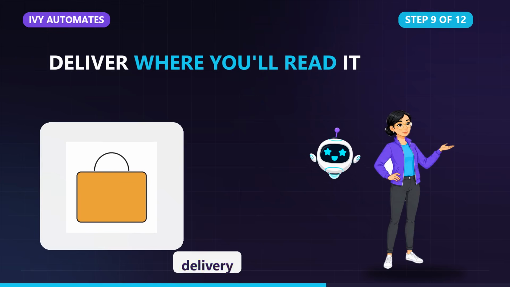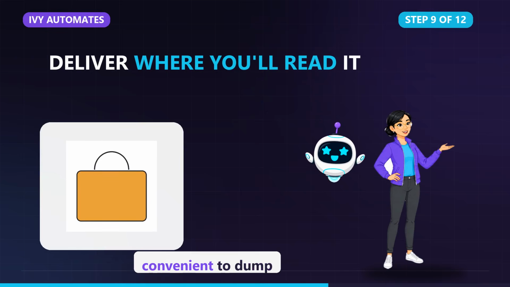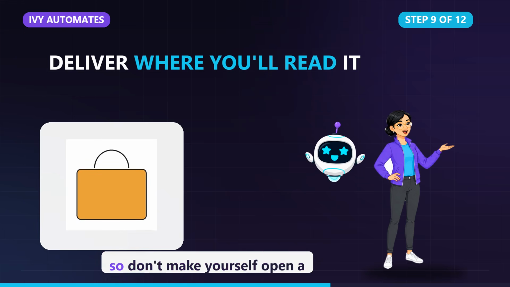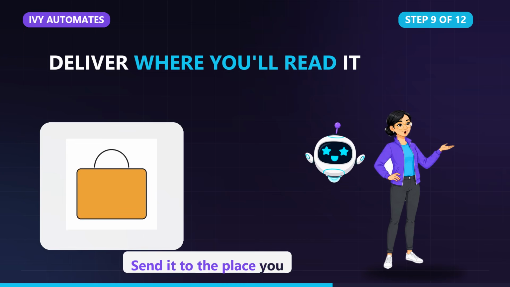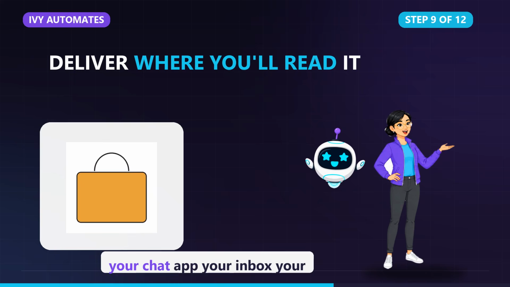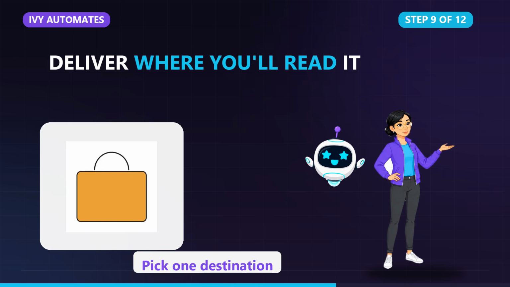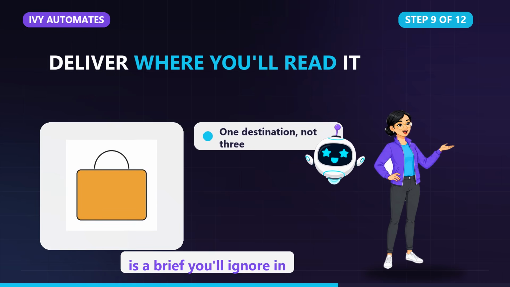Step 9. Delivery. Send the brief where you'll actually see it, not where it's convenient to dump. You built this to save yourself from opening long documents, so don't make yourself open a whole new app to read the summary. Send it to the place you already live in the morning, your chat app, your inbox, your notes tool. Pick one destination, not 3. A brief that's in 4 places is a brief you'll ignore in all 4.